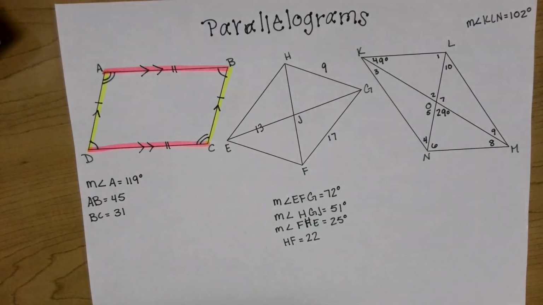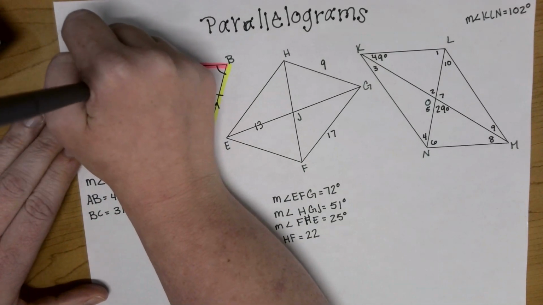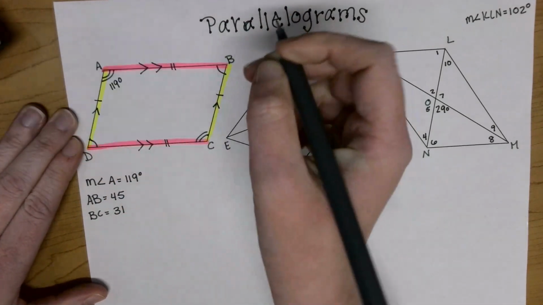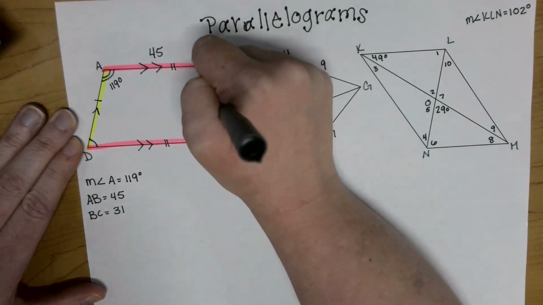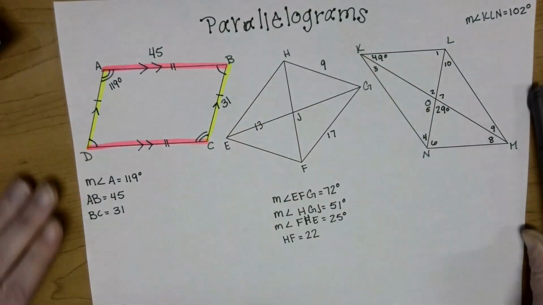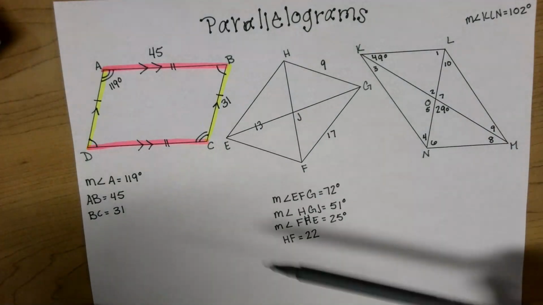All right, so let's start with, we have the measure of angle A is 119 degrees. AB is 45. BC is 31. So if I want the missing sides and angles, I'm not going to make a list because I want some room for some math.